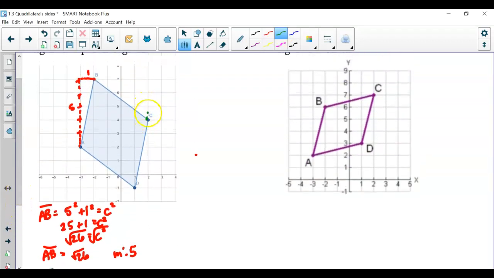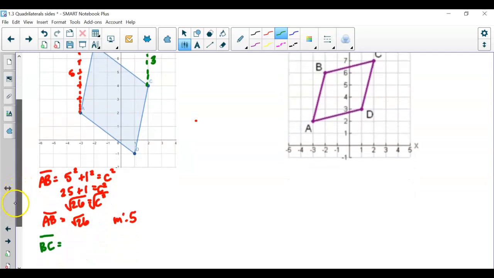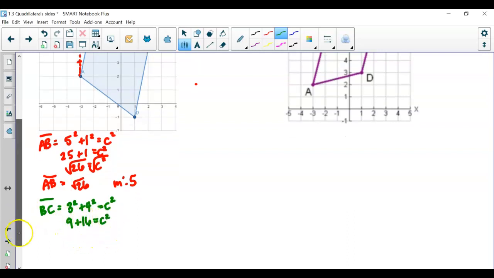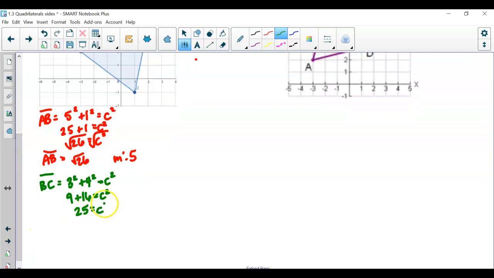So here, again, creating our right triangle, rise and run. Rise is 3, run is 4. So now, to set up the distance, 3 squared plus 4 squared is equal to c squared. Go ahead and solve. Let's see what you get. And here we go. I've got 9 plus 16 is equal to c squared, which gives you 25. However, that's not the distance, right? Take the square root. So the length of BC is equal to 5.